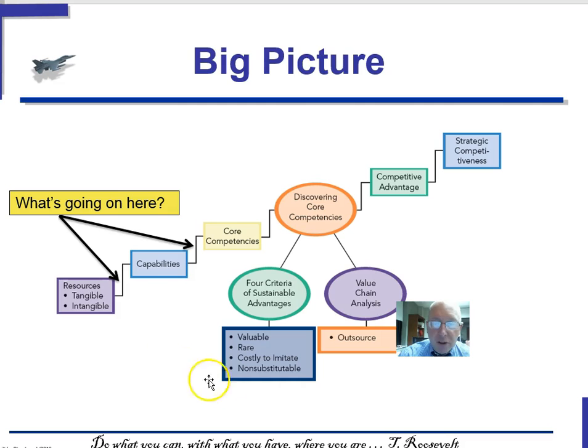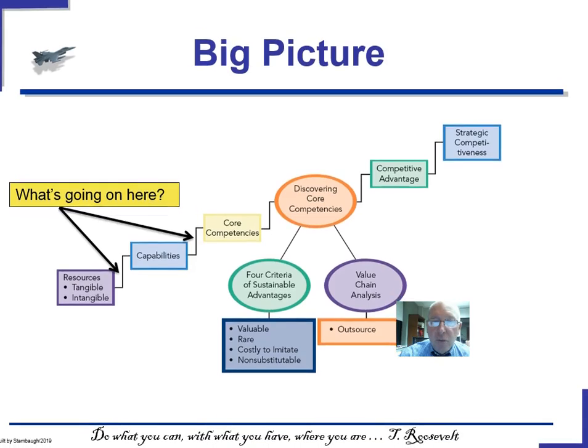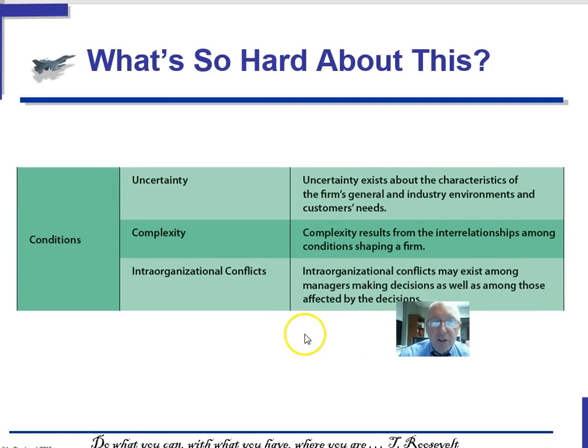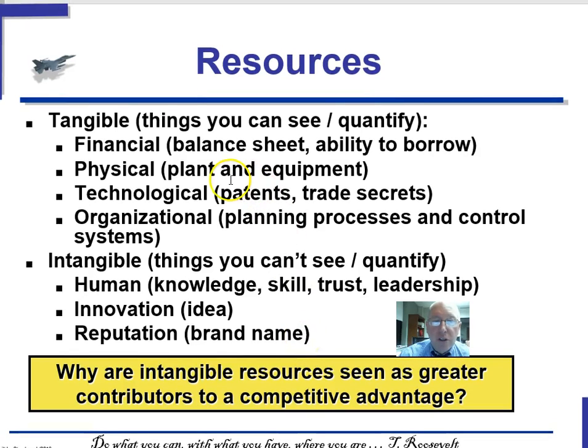On this chart, these are the key concepts. The idea of the 4 criteria of sustainable competitive advantage, and then the value chain analysis. This is where the bulk of the chapter is and what is heavily tested. Nothing on this chart. Resources.